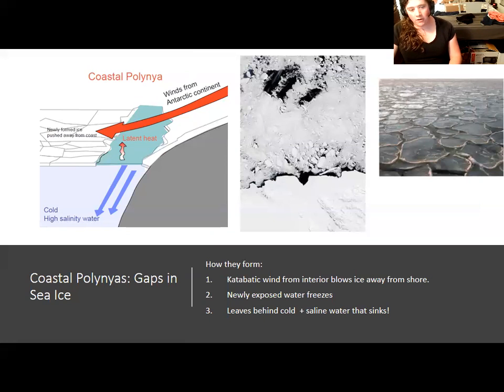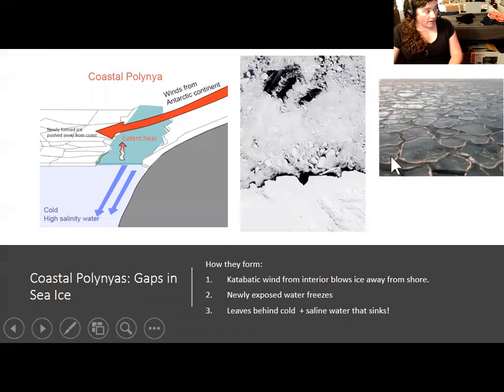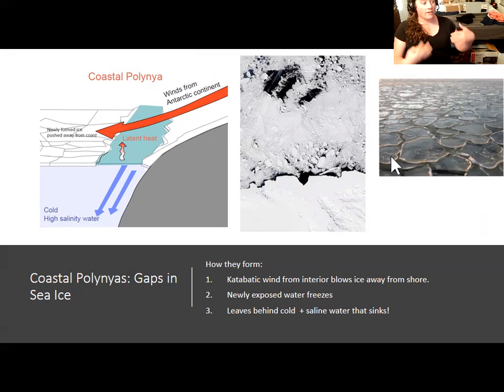So an interesting occurrence that causes this to form is the existence of something called a coastal polynya. And a polynya is a gap. A coastal polynya is a gap that forms at the surface of Antarctica, a gap between the Antarctic continent and sea ice. And here is where the katabatic winds come into play once again. The pressure wind from the interior blows ice away from the shore. And what that does is that exposes seawater. That exposes liquid seawater that rises up.